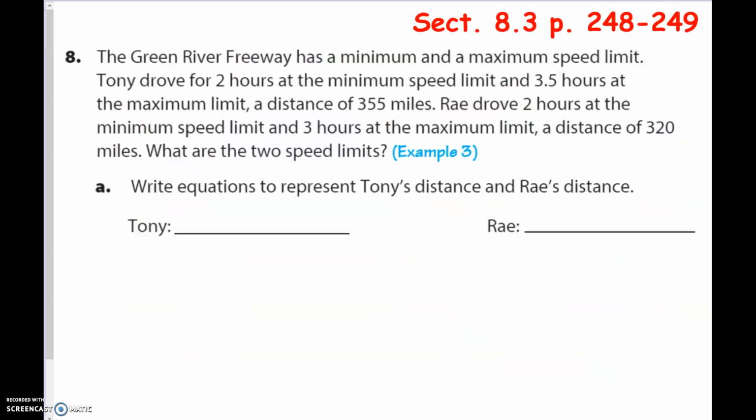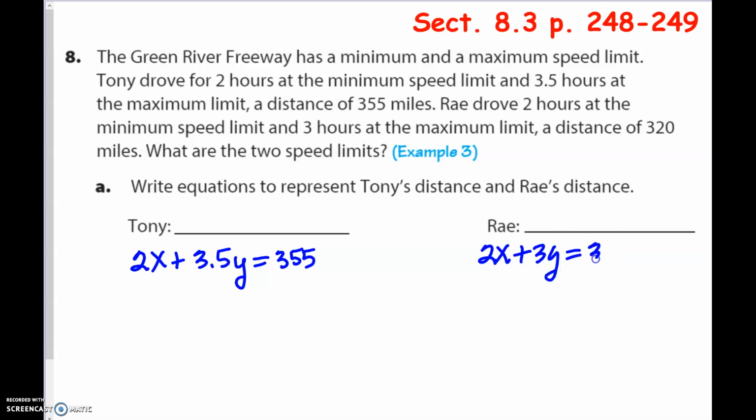All right, we have one problem left here, and it is the word problem. So the Green River Freeway has a minimum and maximum speed. Tony drove for 2 hours at the minimum speed limit and 3.5 hours at the maximum, for a distance of 355 miles. Ray drove for 2 hours at the minimum and 3 hours at the maximum, for a total of 320. What are the two speed limits?